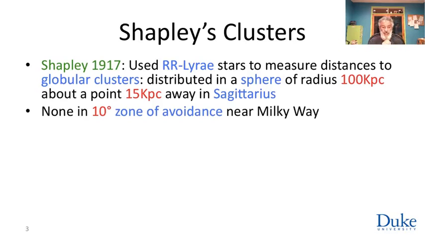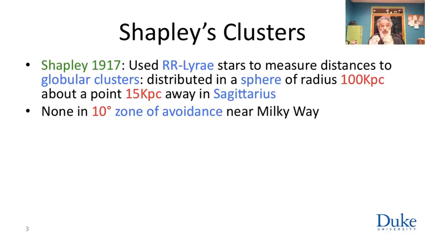An interesting observation he found was that no globular clusters were visible to him within 10 degrees of the galactic plane. What we'll now call the galactic plane, the center plane of the Milky Way. He called this the zone of avoidance, and all kinds of theories arose about how tidal forces would have broken apart globular clusters that strayed too close.